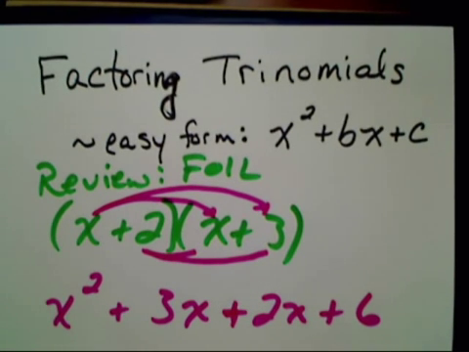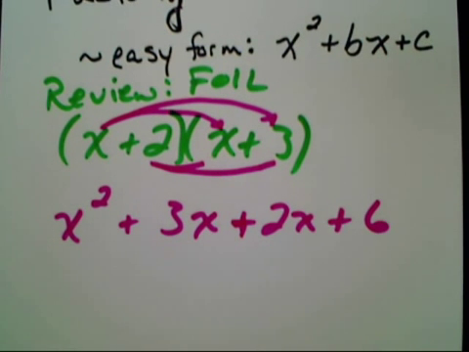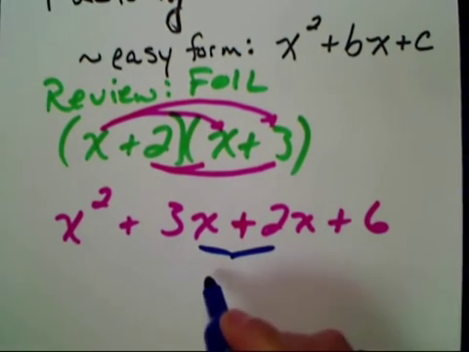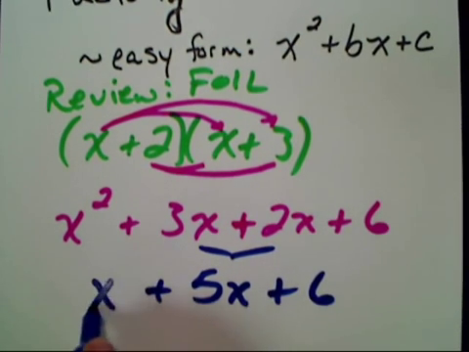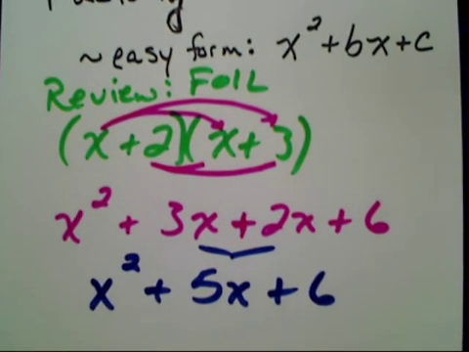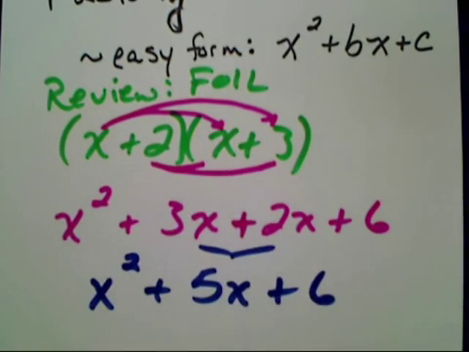And then we noticed that the middle terms, the OI of FOIL, were like terms. And so we then combined them and said, 3x plus 2x would give me 5x. Plus 6 comes along, the x squared comes along. So what's happening this week is we're starting with the x squared plus 5x plus 6, and we want to rewrite it as this product of x plus 2 and x plus 3.